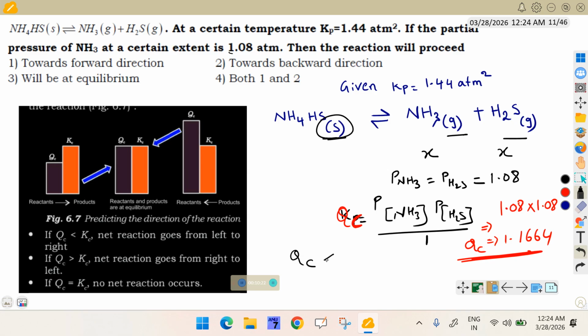Now identify the relation between KP and QC. QC is less than KP. QC less than KP, so the reaction goes from left to right. That means the reaction moves in the forward direction.